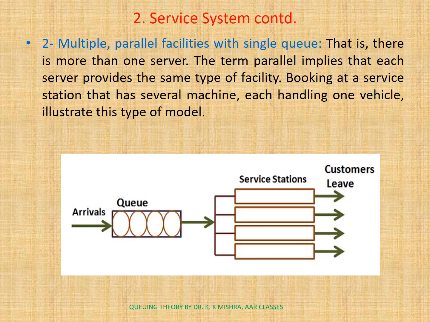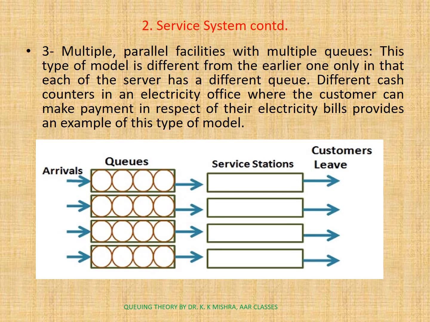This is another structure. We have multiple facilities with multiple queues. This type of model is different from the earlier one only in that each of the servers has a different queue. Different cash counters in an electricity office, where customers can make payment of their electricity bills, provide an example of this type of model. With the figure given here, it can be clearly understood that there are multiple queues entering multiple service facilities and leaving also in those queues.